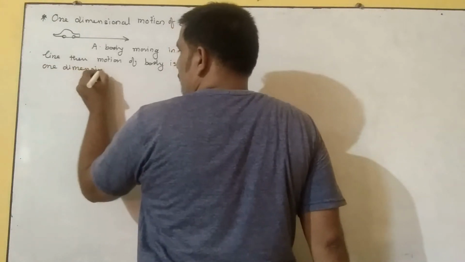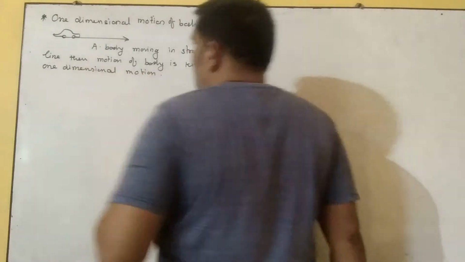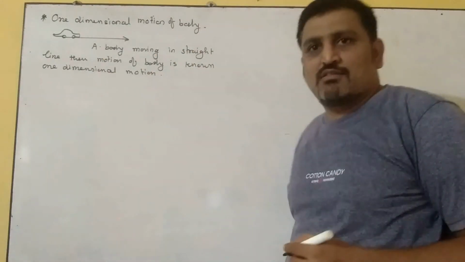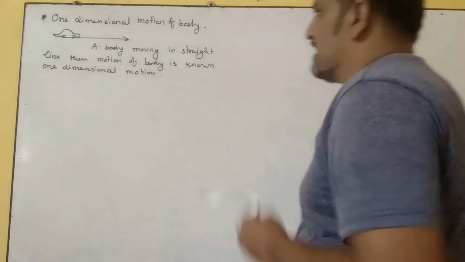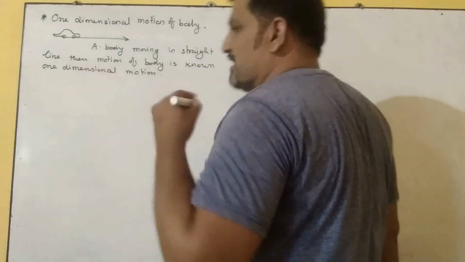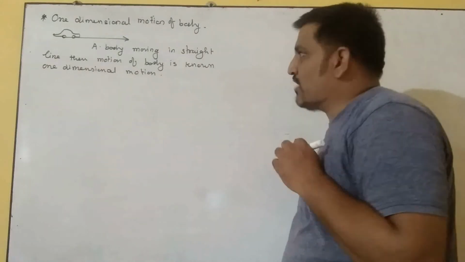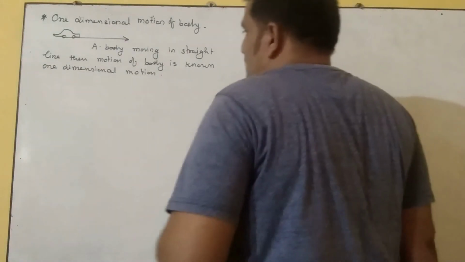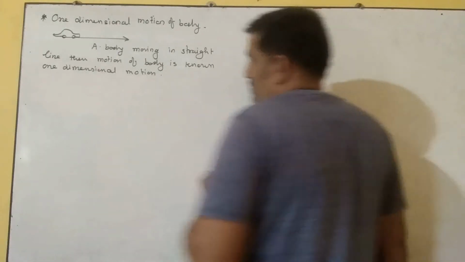One-dimensional motion. Right here we find that the body is moving in a straight line, not going in a curvilinear path. So we can say that the body is moving in a straight line path and in a single direction. In one direction, okay, so we can say the motion of such a body is one-dimensional motion, right?